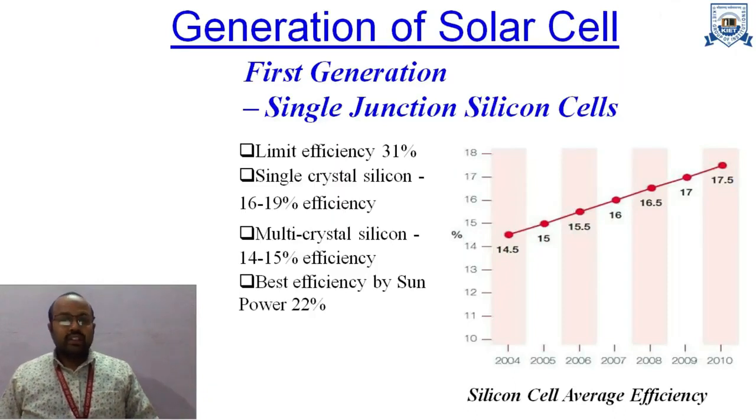Now, generation of solar cells. We categorize solar cell generations into three categories: first, second, and third. In the first generation, we use single junction silicon cells whose limiting efficiency is 31%. Single crystal silicon efficiency is around 16 to 19%, and the best efficiency by the sun is around 22%.